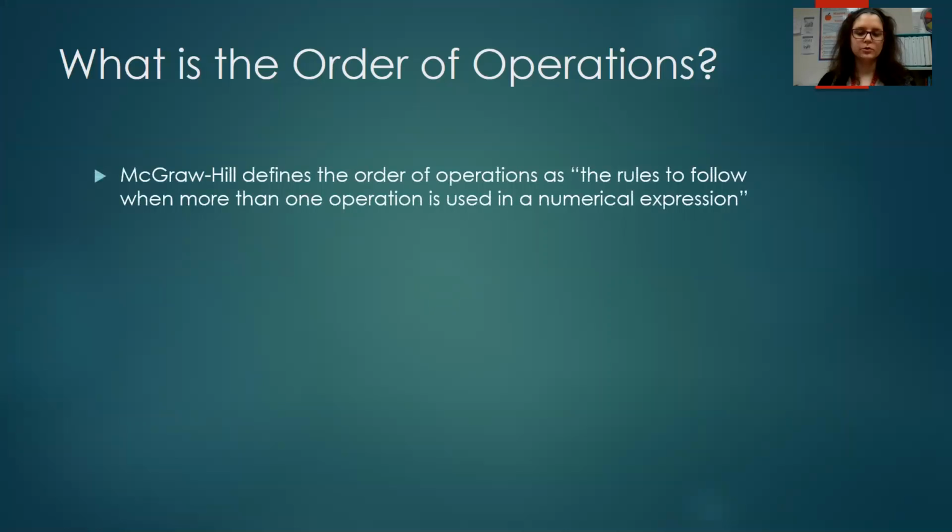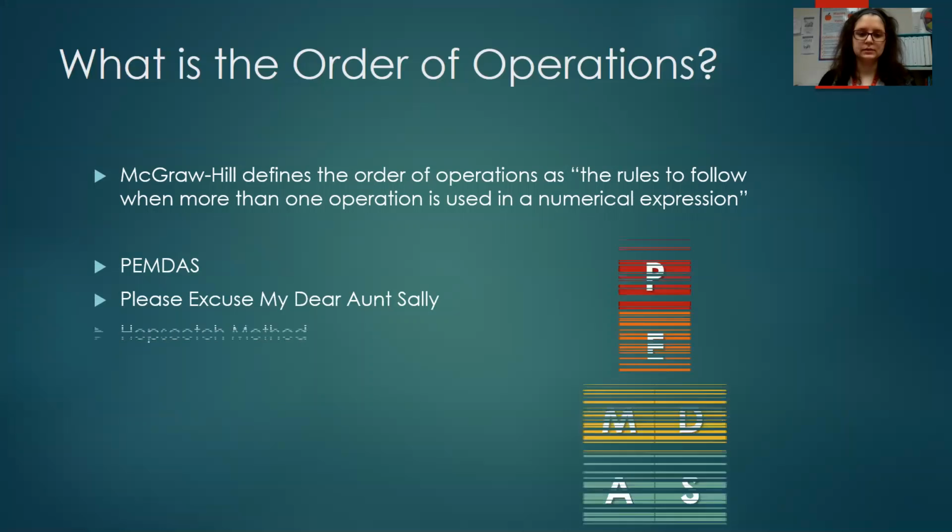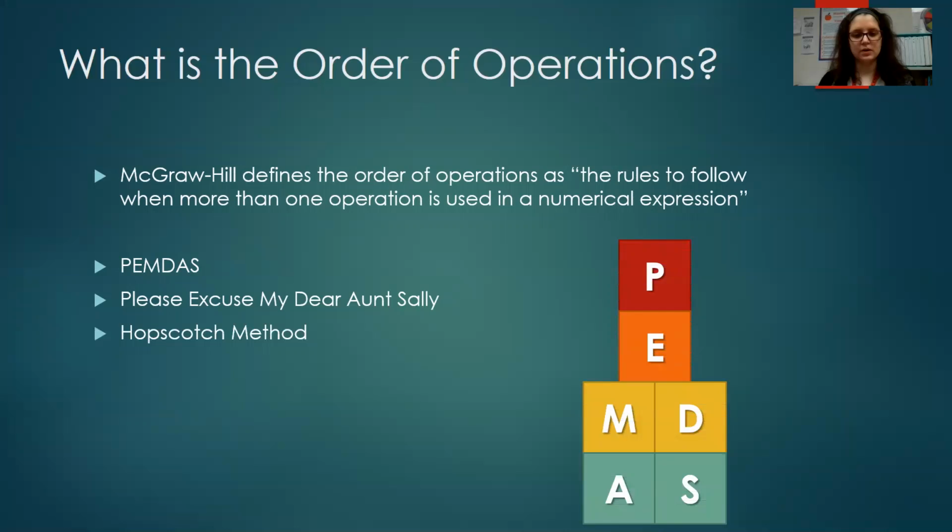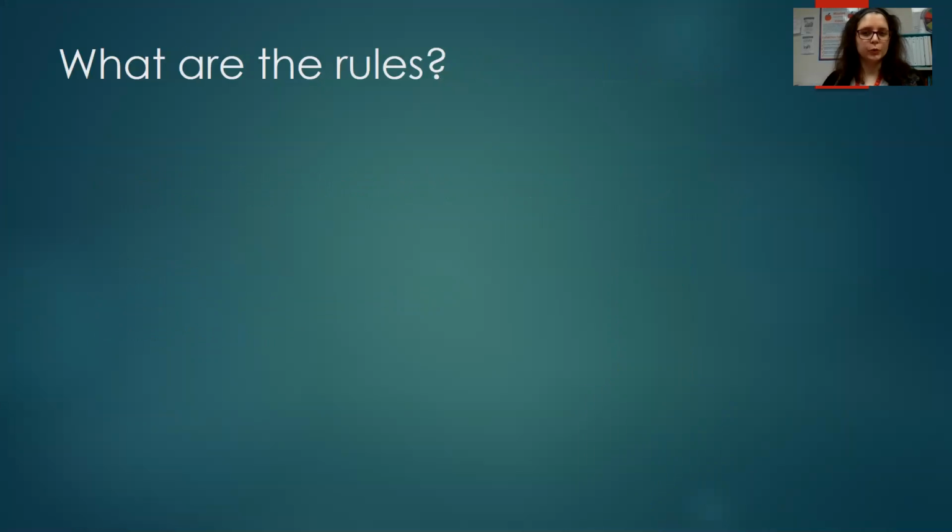McGraw-Hill defines the order of operations as the rules to follow when one or more operations are used in a numerical expression. You might have heard this as PEMDAS, Please Excuse My Dear Aunt Sally, or seen the hopscotch method as a way to keep the operations in order. So what are the actual rules?